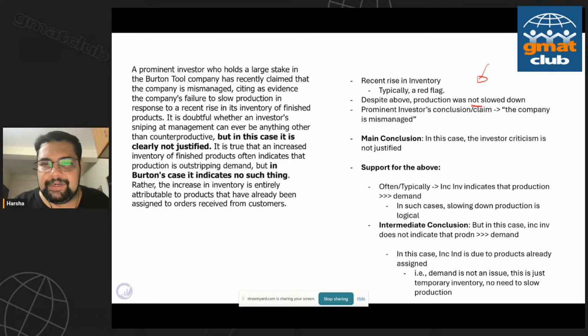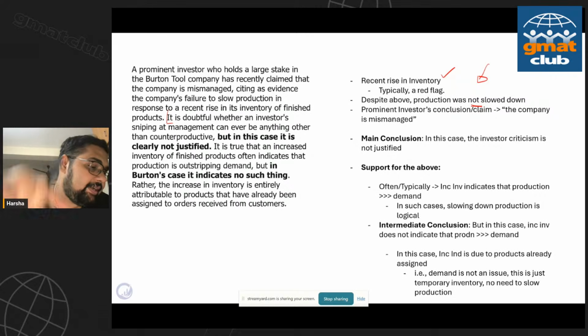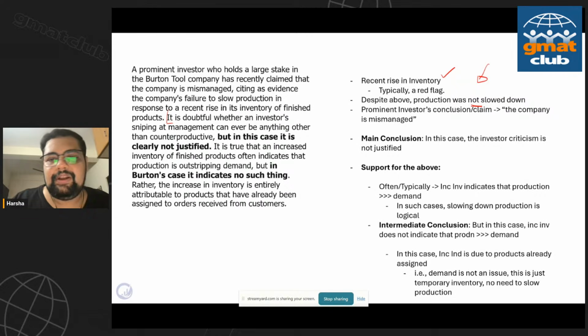Now, a prominent investor who is invested in this company is absolutely going into criticism mode. He is making this claim that yes, the company is mismanaged because of this aspect. We are seeing a rise in inventory, but despite that, you guys have not slowed down production. That's bad. You're mismanaging it. But that's not the main conclusion, right? Eventually it's coming to this: it's doubtful whether investors sniping at management can ever be anything other than counterproductive. In other words, it's never productive. It's not a good thing at all. But in this case, it is clearly not justified.